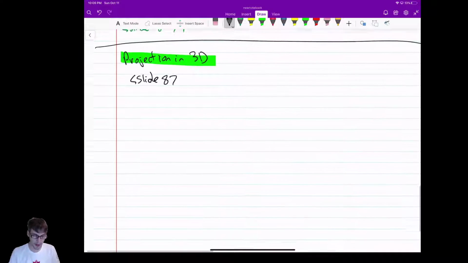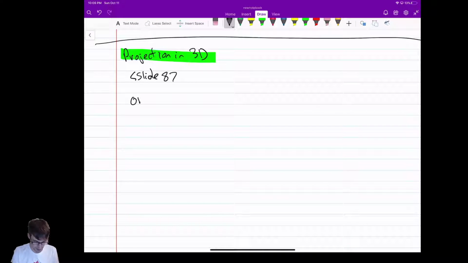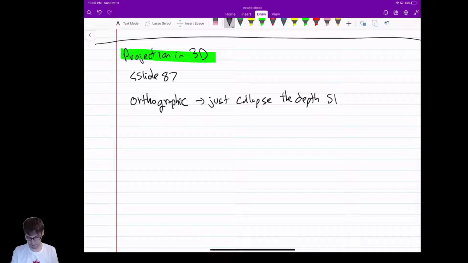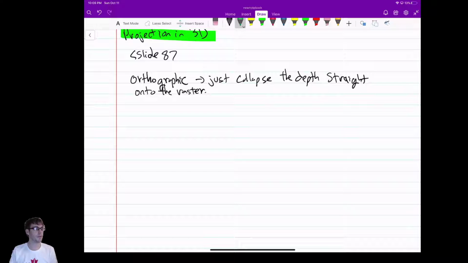So as a reminder, we've already dealt with orthographic a lot. And the idea with orthographic is we just collapse the depth, right? Straight onto the raster. Okay, and we've done this in 2D, but it works, well, we've done it in kind of 3D, but it works in full 3D the same way.